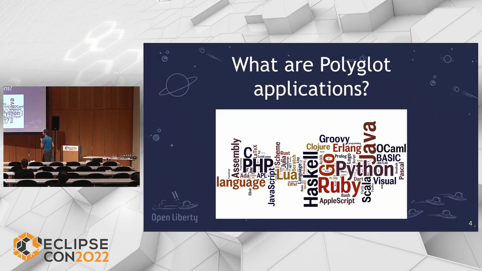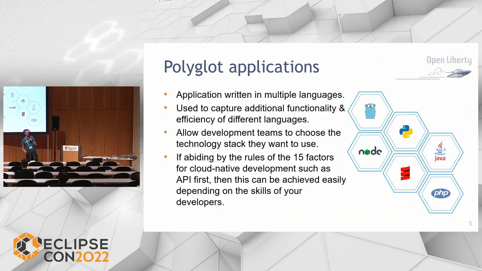So we all probably know what polyglot applications are, essentially the ability for you to use different languages in your application. Applications written in multiple languages are done to capture the functionality and efficiency of different languages, because some languages might be better at doing certain things than others. It also allows development teams to pick the development stack they want and what they're used to. It allows you to hire from a bigger pool of developers rather than just, say, Java developers. So it's quite good in a lot of ways.